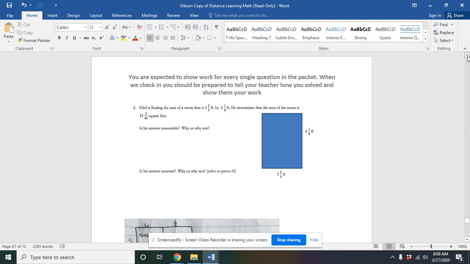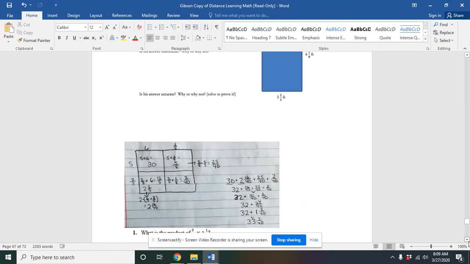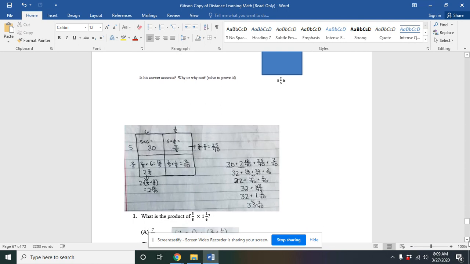Exactly. Our estimate will be 30 because we can take the whole numbers, since the fractions are close to the whole numbers right here, and do 5 times 6, which gives us 30. So technically his answer does seem reasonable based off of what our estimate would be. Now we have to check if it was accurate. So I did an area model in order to prove this. Of course, when you're doing an area model, you need to make sure that you are hitting every single piece of the mixed number, okay?